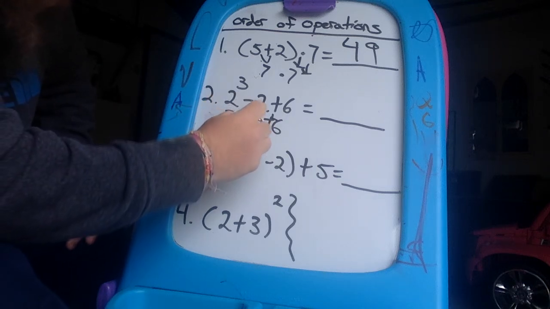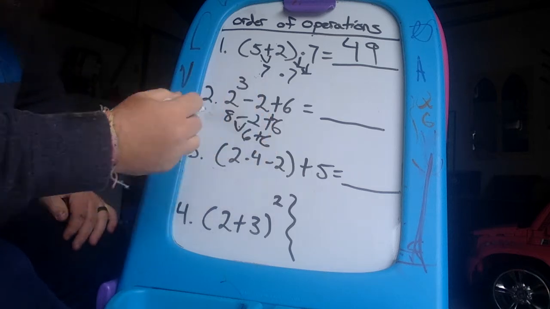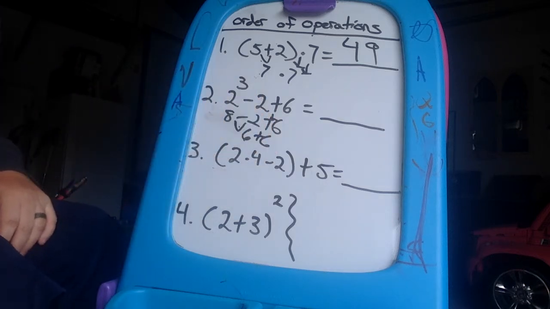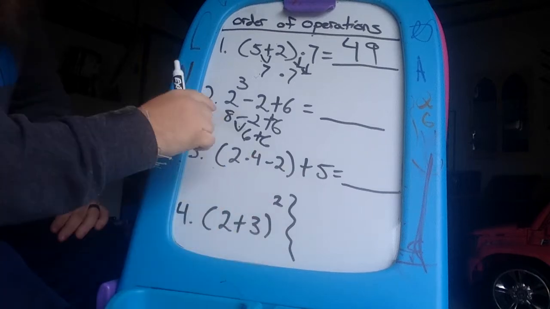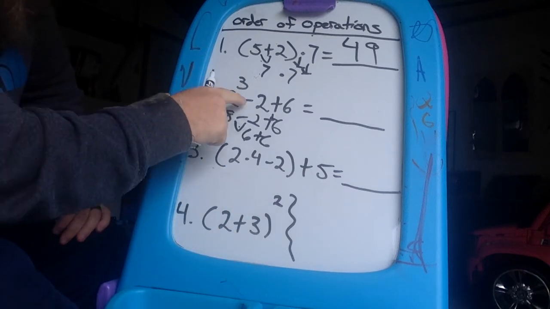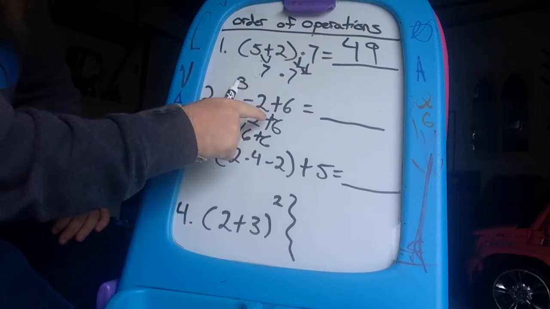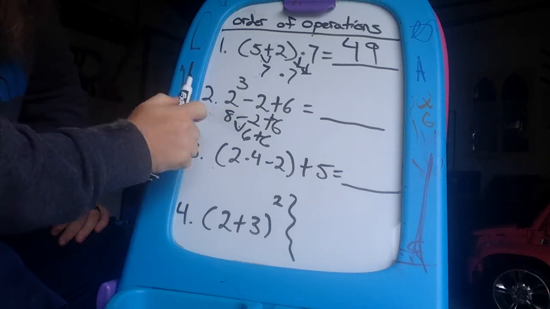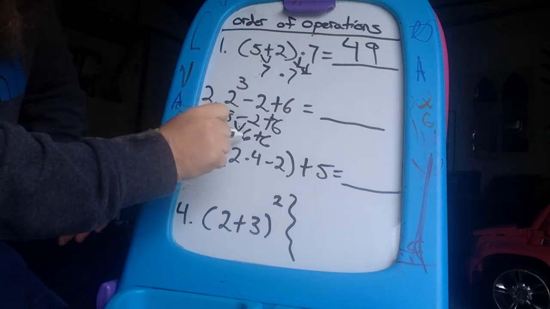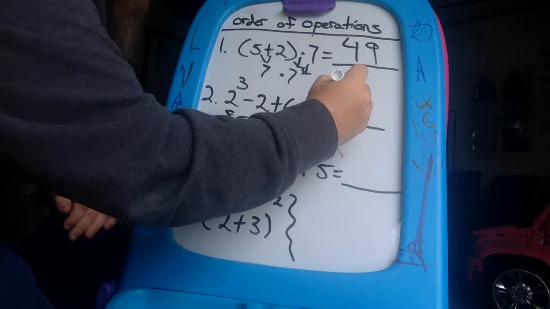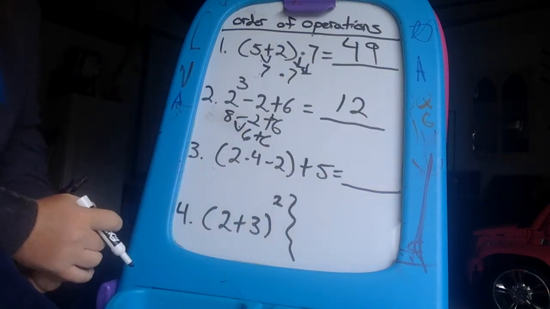And then we bring down the addition sign, and we have 6. So that's what we have left over. Again, 2 cubed gives us 8. Bring down the subtraction, bring down the plus 6, and we do the next step. 8 minus 2 is 6. 6 plus 6 gives us an answer of 12.